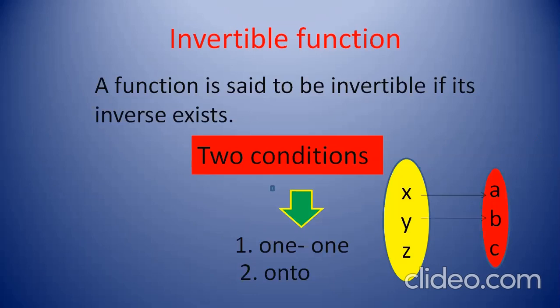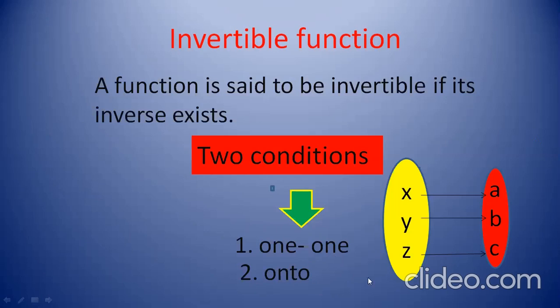In this example, we can easily look at X is associated with A, Y is associated with B, and Z is associated with C. So all the elements have distinct images in the set B. That's why it is represented as a one-one function. For onto, the set B is entirely used up. That's why it is known as the onto function.